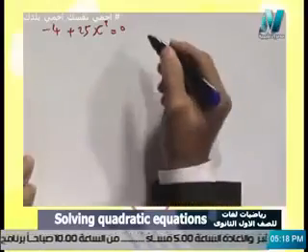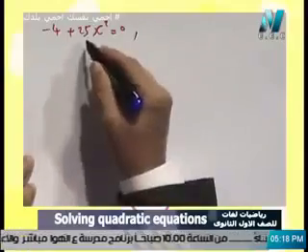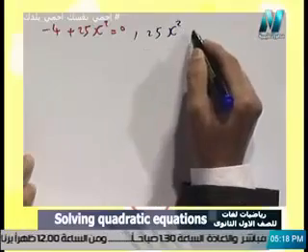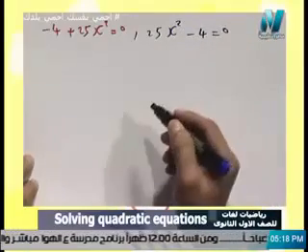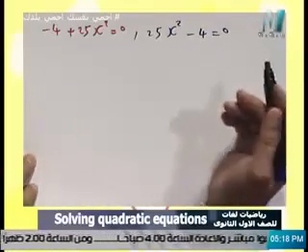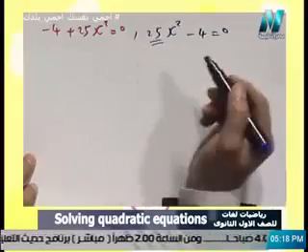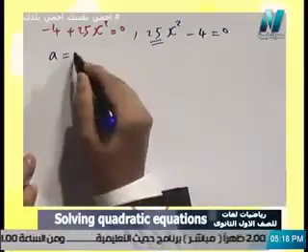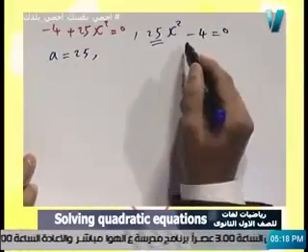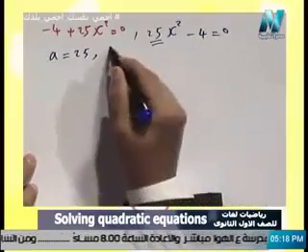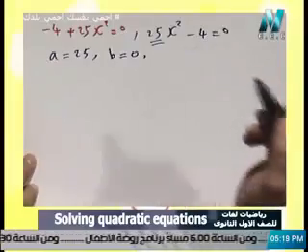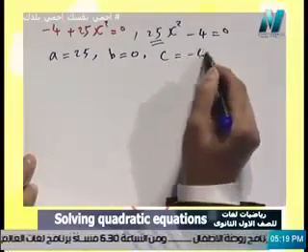And we rearrange it. By rearranging it, it will be 25x^2 minus 4 equals 0. We try to find a, b, and c. a is the coefficient of x^2, and it is equal to 25. b is the coefficient of x, and we have no x here, so b equals 0. c is the absolute term, so c equals negative 4.